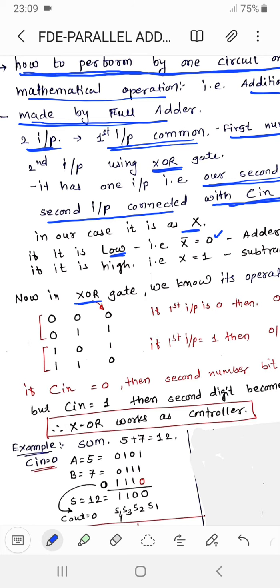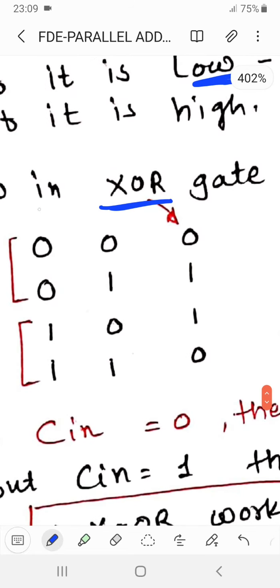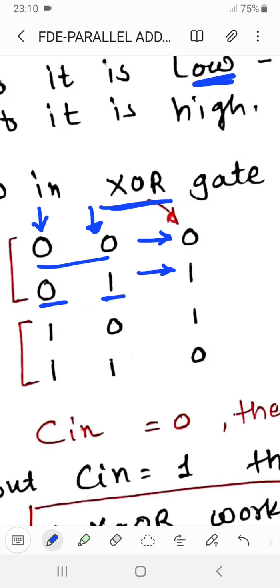Suppose this is the first input and this is the second input. As per our XOR gate operation principle, we know that if both are 0, it gives 0. If one of them is 1, it gives 1. And if both are equal, it again gives 0.